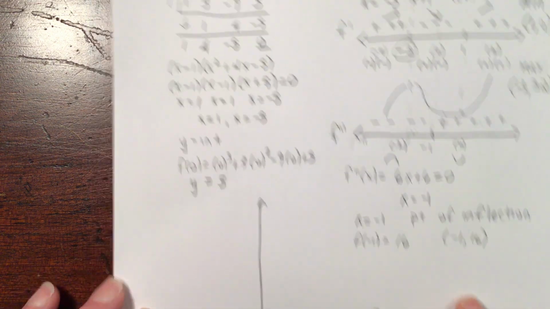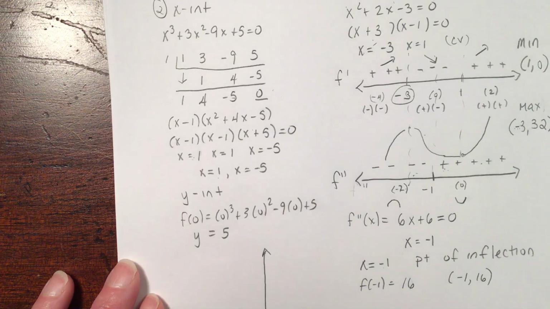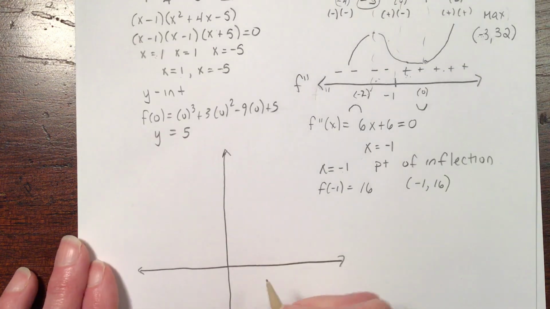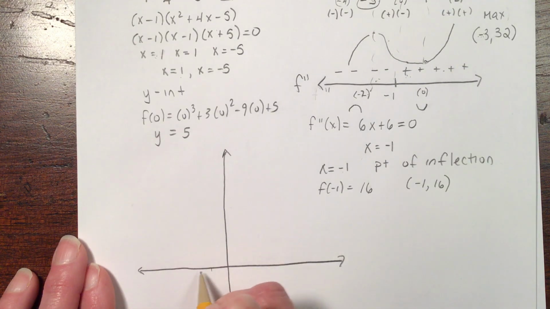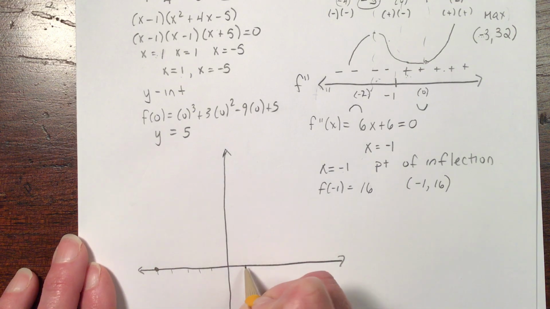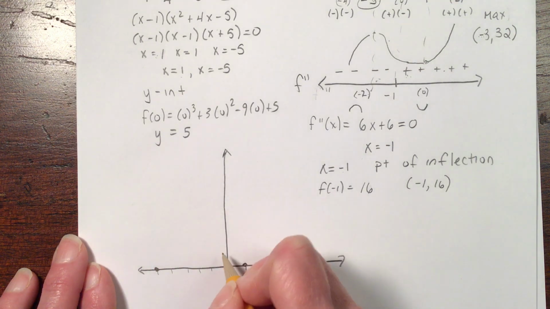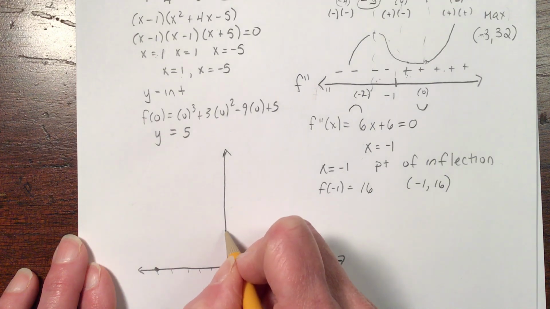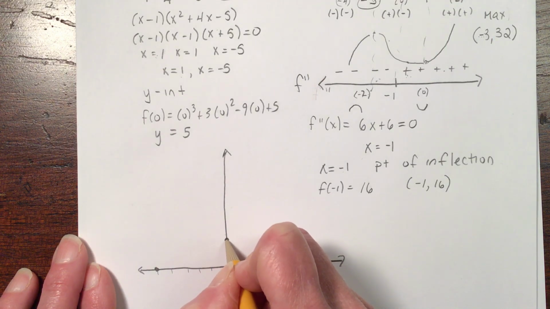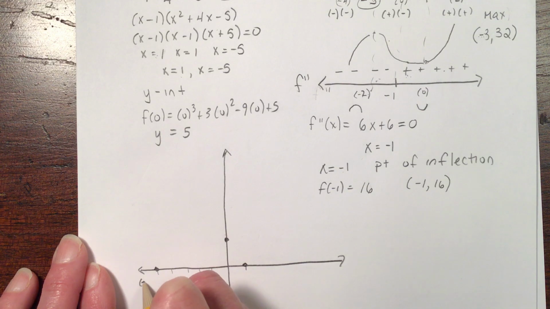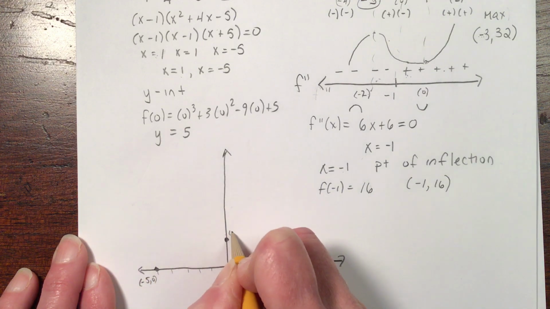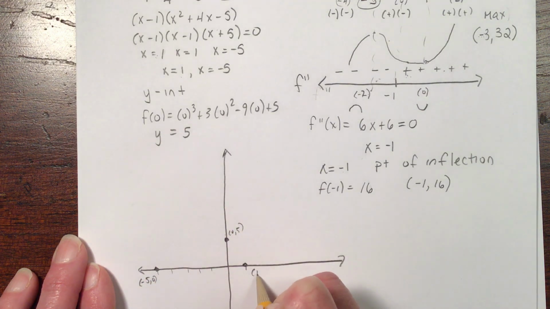What were some of the important things? And again, this is a sketch. It's not going to be perfect. My x-intercept was at -5. Another x-intercept was at 1. My y-intercept was at (0, 5). I'm going to kind of not go too far. So that's (-5, 0), (0, 5), (1, 0).